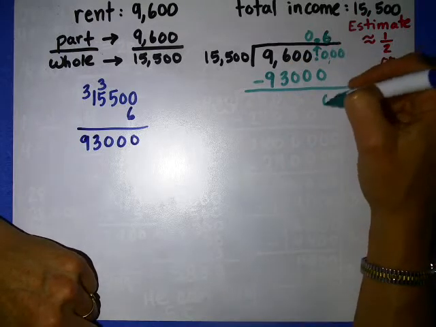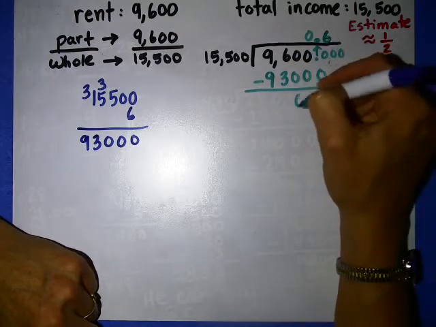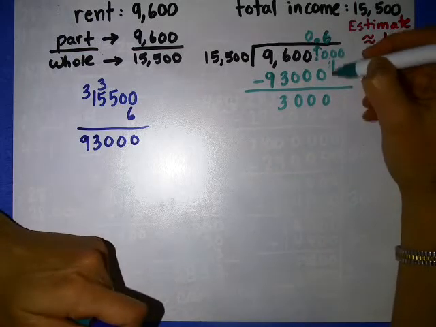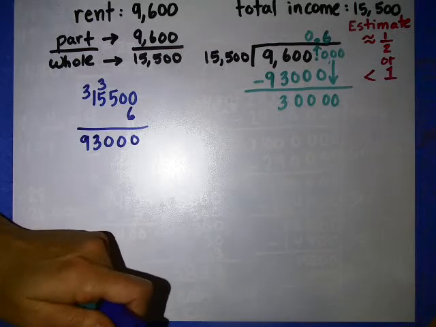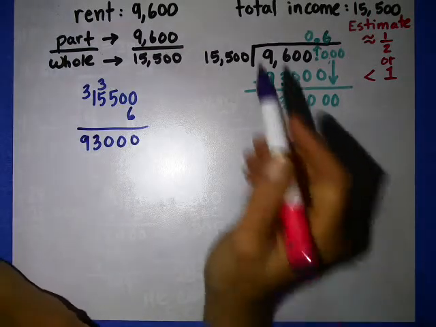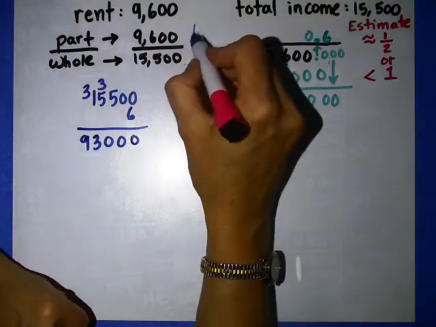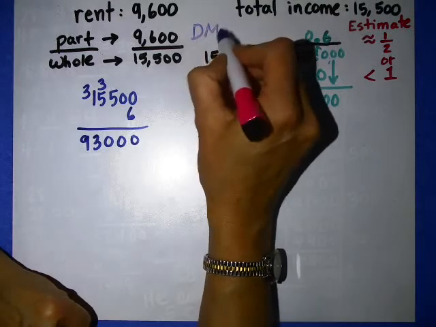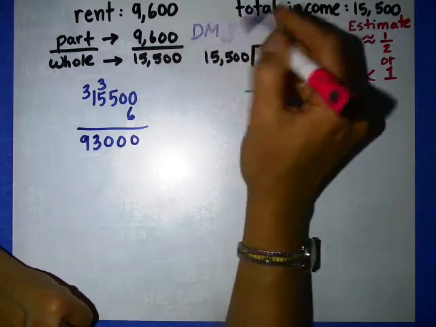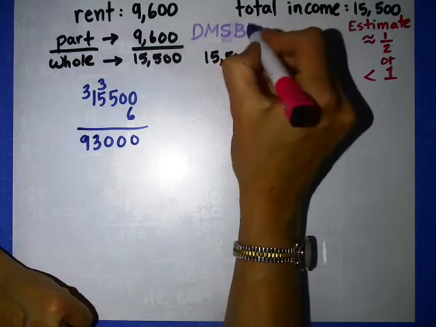And I'm going to subtract 0, 0, 0, 6 minus 3. Yay, no regrouping. 3,000. So I bring down, and I didn't write this up first, but I'll write this up here. Remember, when we're dividing, we want to do divide, multiply, subtract, bring down, repeat.